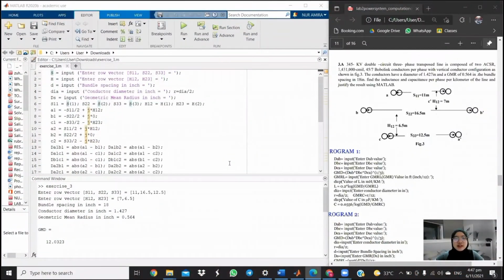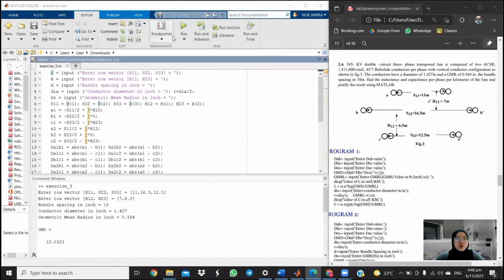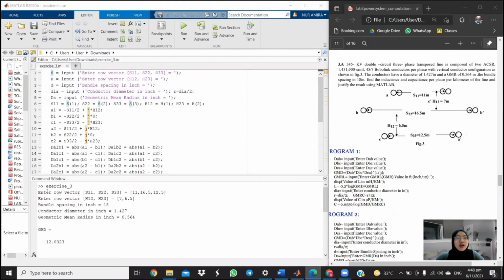My name is Amira Natasha Zairol. My matric number is CE 2054, and I will explain exercise 3. For the coding given, first we will run the coding, and in the command window it shows the enter row vector S11, S22, and S33. We get these from the question: S11 from here, S22 from here, and S33 from here.